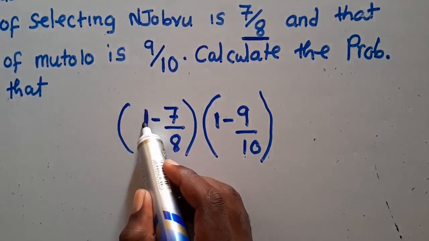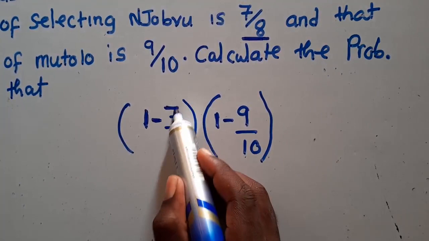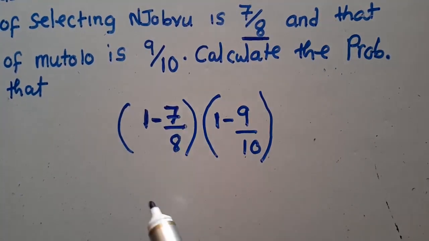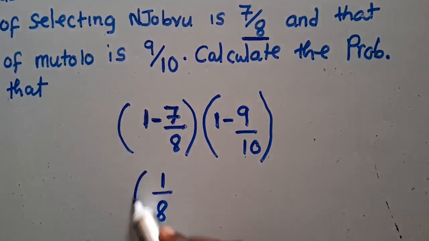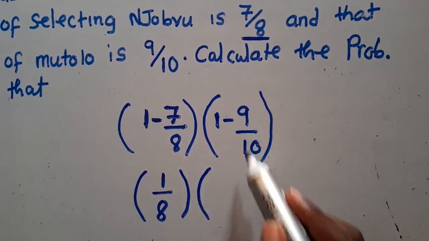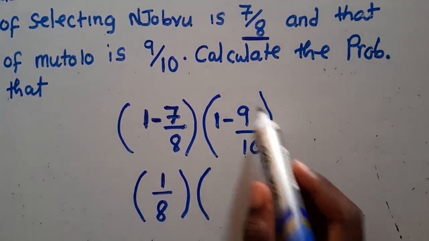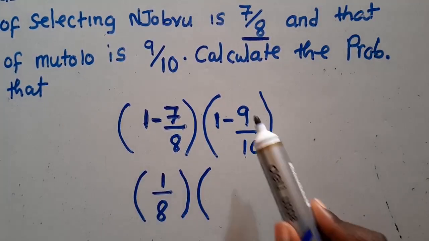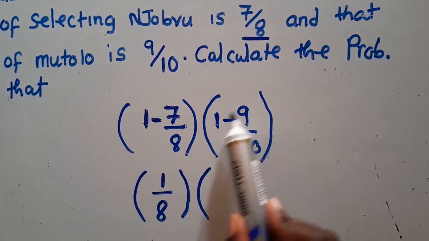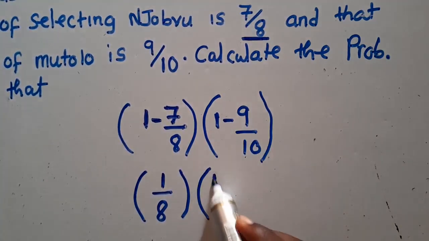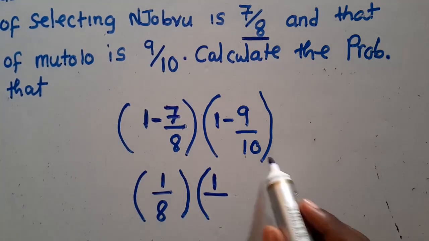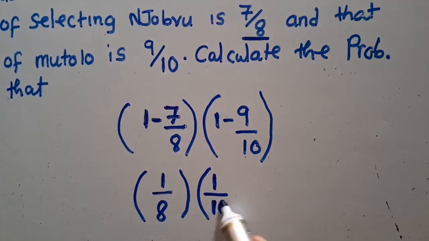So you evaluate here. What is 1 minus 7 over 8? What answer are you going to get? You are going to get 1 over 8, like that. Then you multiply here. What answer are you going to get when you evaluate here? I know we all know how to evaluate here. This is not that difficult. The answer that you are going to get will also be a 1 over what? 1 over 10, like this.